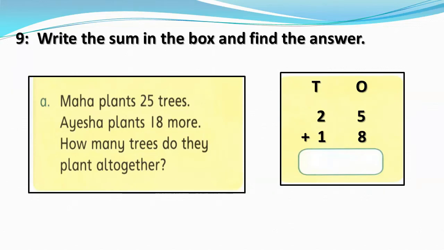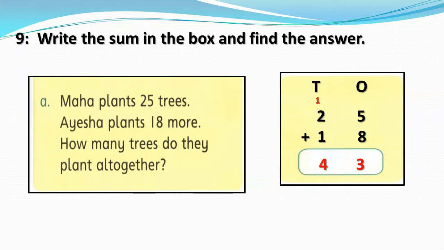5 plus 8 equals 13. So here we will write 3 and 1 ten will convert into tens. Now let's add tens. 1 plus 2 equals 3 and 3 plus 1 equals 4. So the answer is 43. Maha and Aisha planted 43 trees altogether.